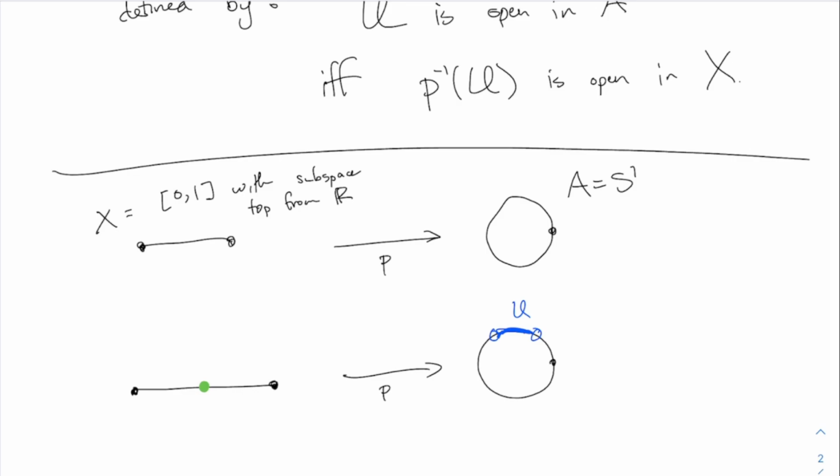You wrap the interval around counterclockwise. So the point in the middle over there ends up, what would you say? Yeah, that'd just be like middle left. Yeah, it would be the leftmost point on the circle over here. So that green point ends up at that green point over there.